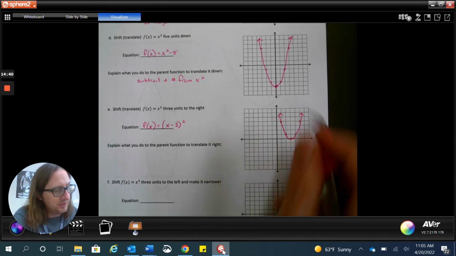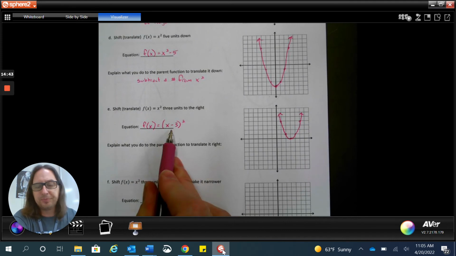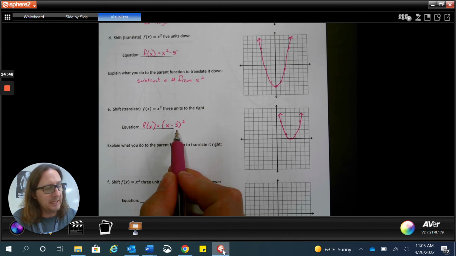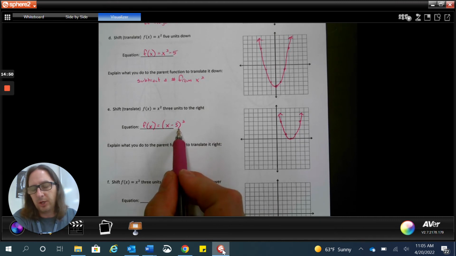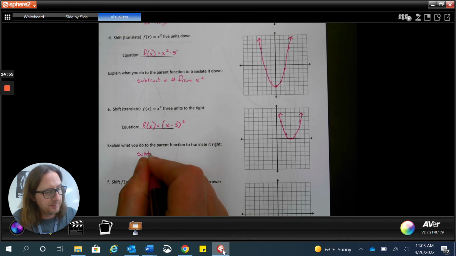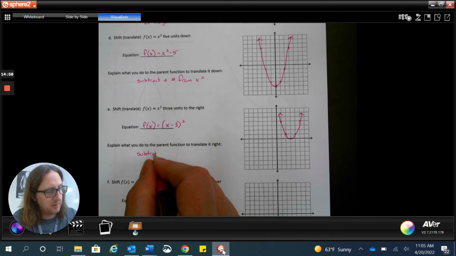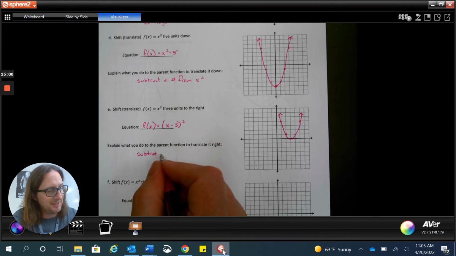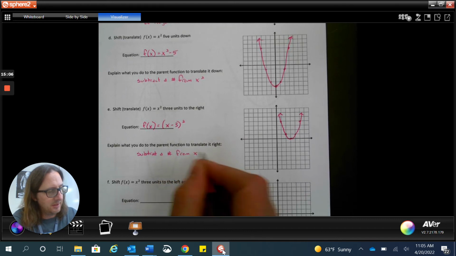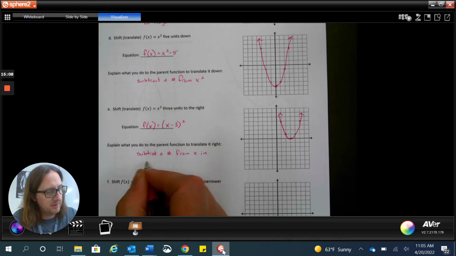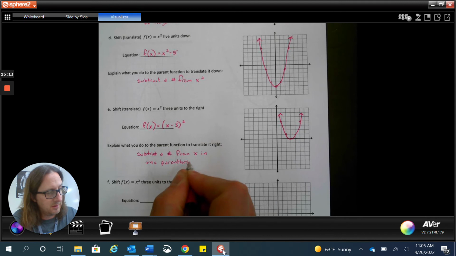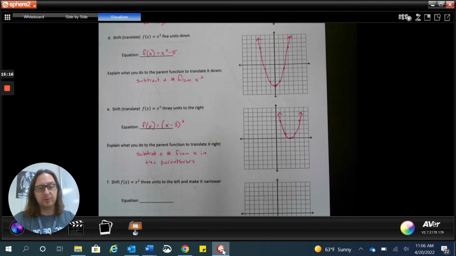Now this one, when we shift it to the right, inside of this parenthesis here, we need to subtract a number to make it go right. So subtract a number from x in the parenthesis. And that moves it 3 units to the right.